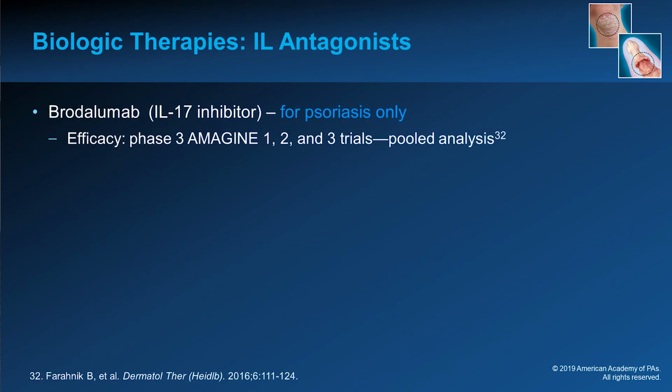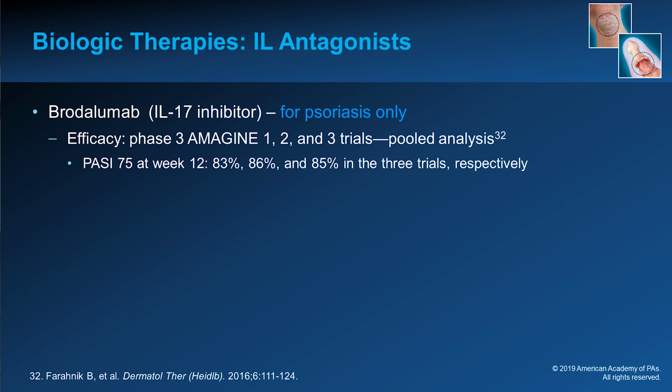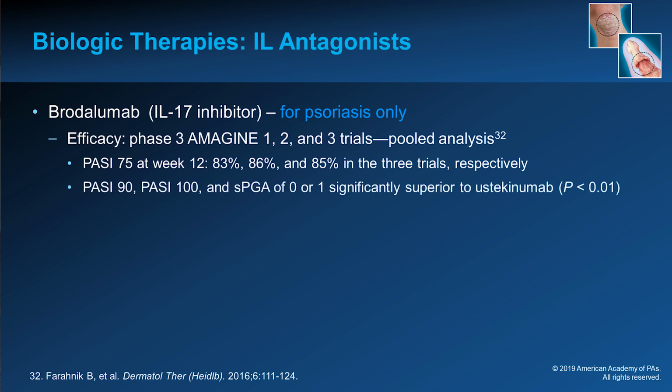And continuing with the interleukin antagonists, there is another IL-17 that's for psoriasis only in this case by the name of brodalumab. And it does have also some trials that are quite impressive behind it. PASI 75 scores and 90 scores were evaluated with a phase 3 Imagine trial. 3 trials, 1, 2, and 3 were pooled as well. The PASI 75 scores were all at week 12 in the mid-80s in the 3 trials respectively. And then the PASI 90 scores and PASI 100 scores, as well as the SPGA of 0 to 1, were significantly superior to ustekinumab when compared.